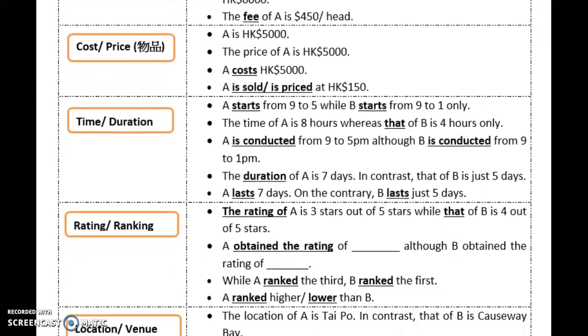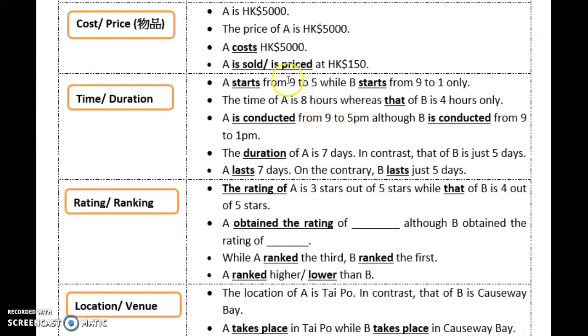For time and duration, you can say it starts from 9 to 5. You can also use the time of A is 8 hours, whereas that of B, where that refers to the time of. You don't want to repeat the same words, so you can use the word that. You can also use conducted: A is conducted. Or you can use duration, lasts or lasts for.